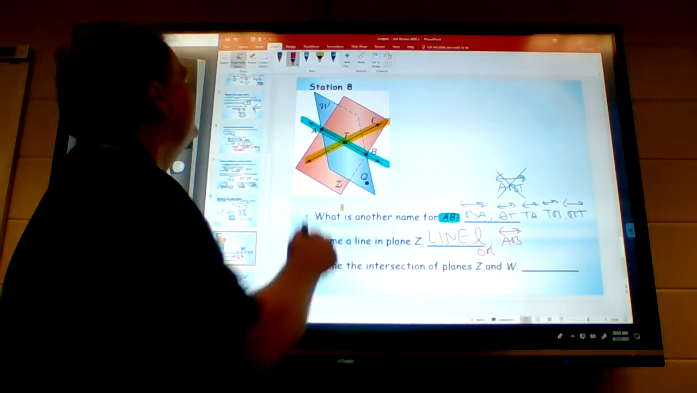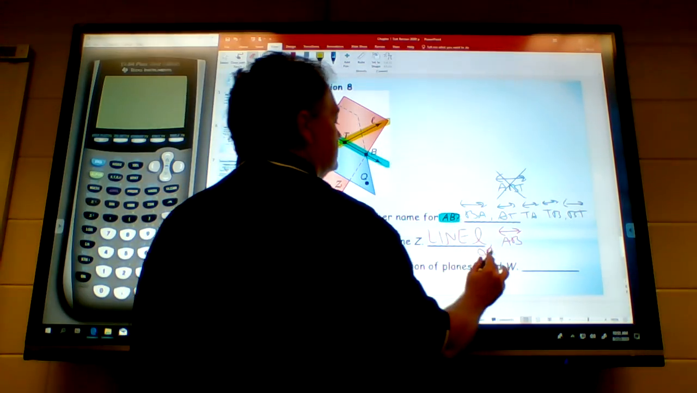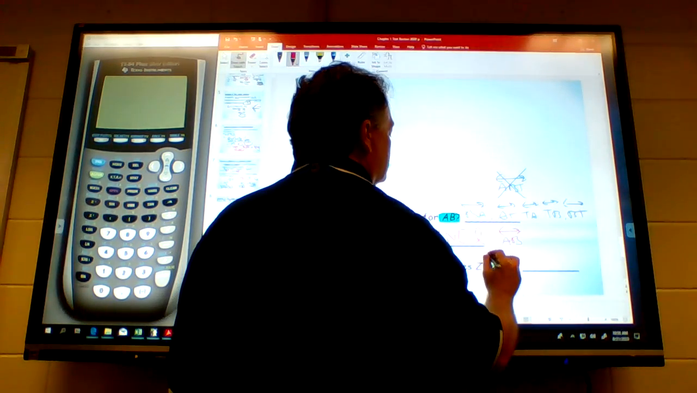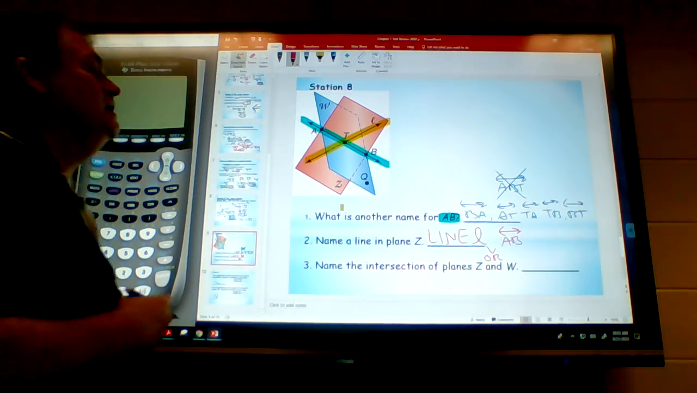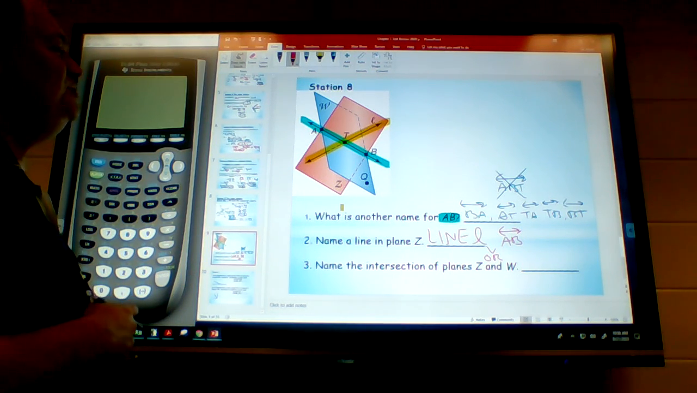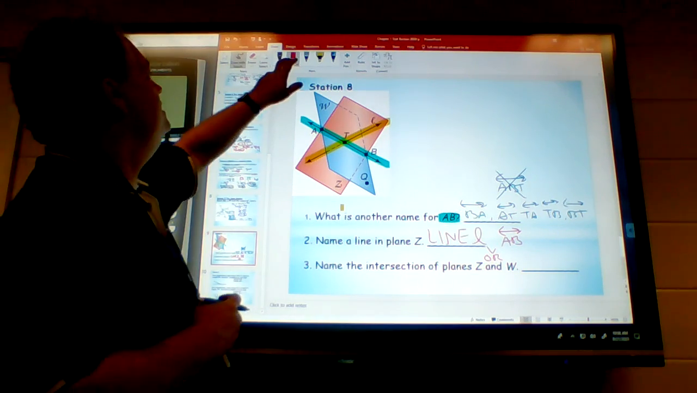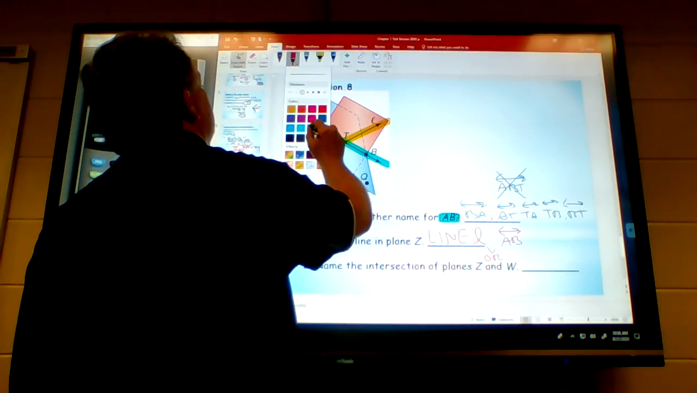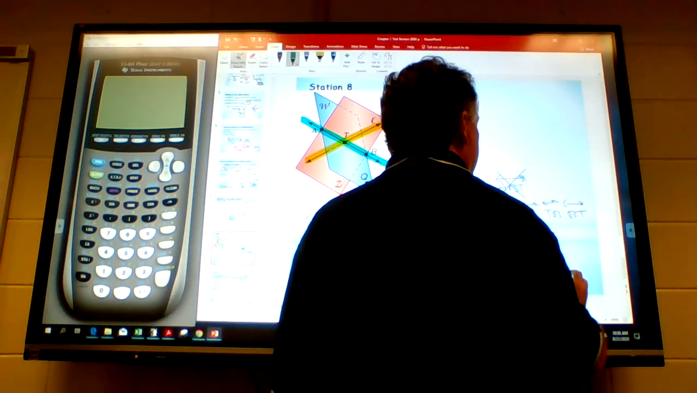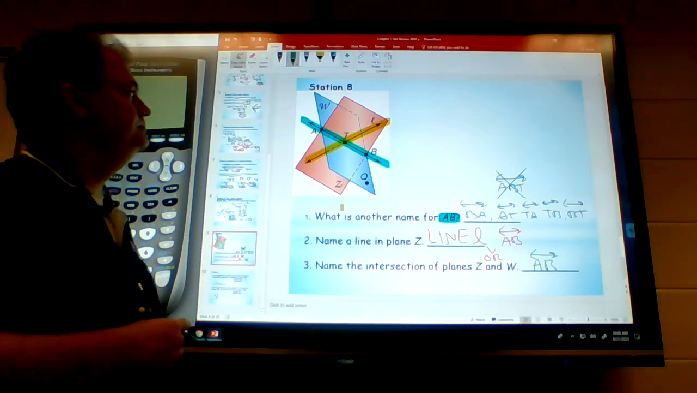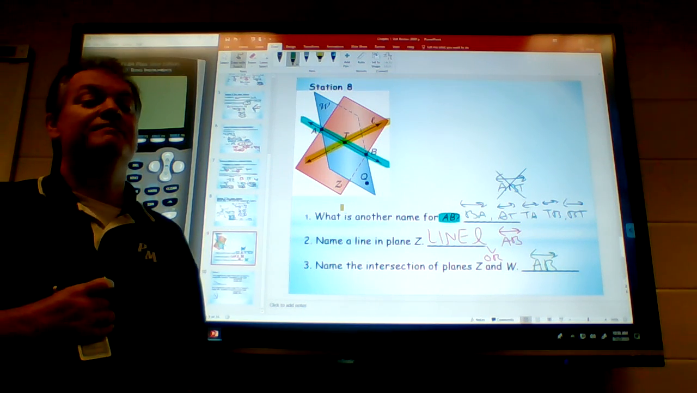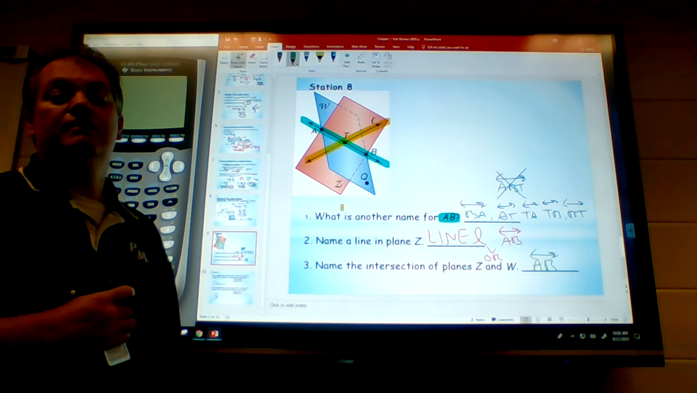All right, it's an or statement. Actually, let me erase that. Line L or line AB. And then finally, it says name the intersection of planes Z and W. Once again, third time's a charm. It's going to be line AB. So basically, line AB is a possible answer for each of these 3 questions in this diagram. It's all in the way it's written.